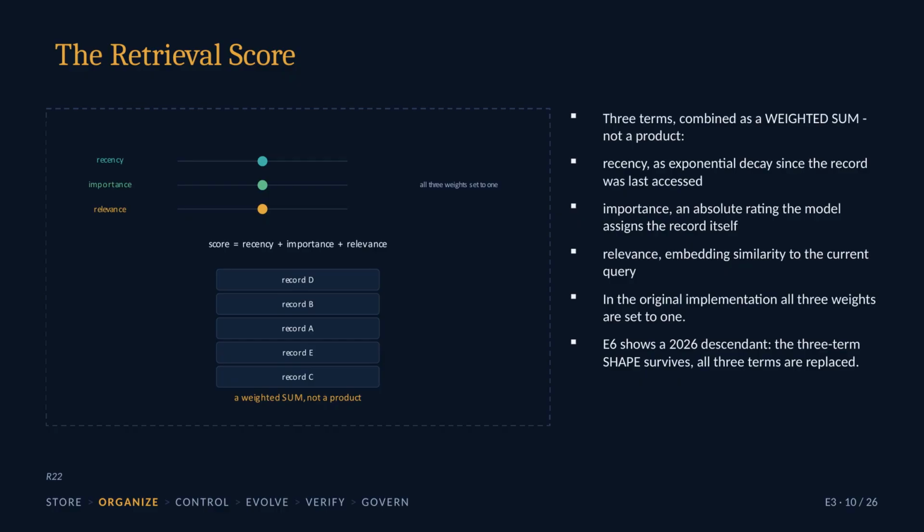Keep the shape of this in mind. Episode 6 shows a system from this year whose retrieval score also has exactly 3 terms, and all 3 of them are different ones. The shape is durable, the terms are not.